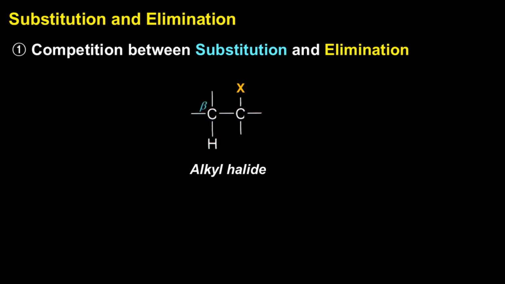First off, why are substitution and elimination even in competition to begin with? Well, both reactions usually start from the same kind of molecule, an alkyl halide, and both require something with a lone pair, a nucleophile or a base. Here's where it gets interesting. Many species, like hydroxide or alkoxides, can act as both a nucleophile and a base. And that's exactly why these two reactions often overlap.